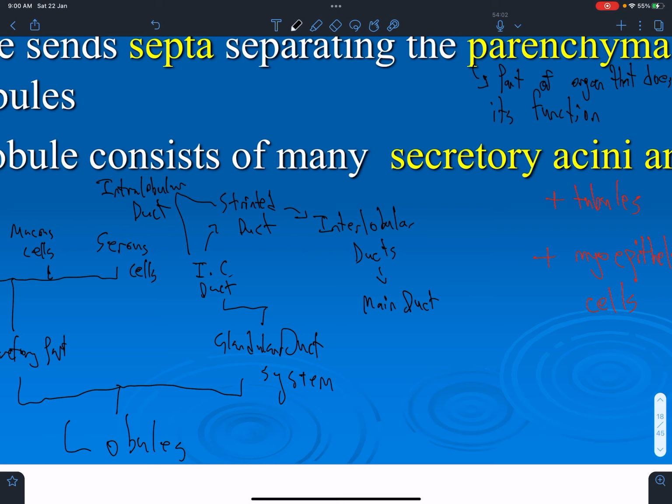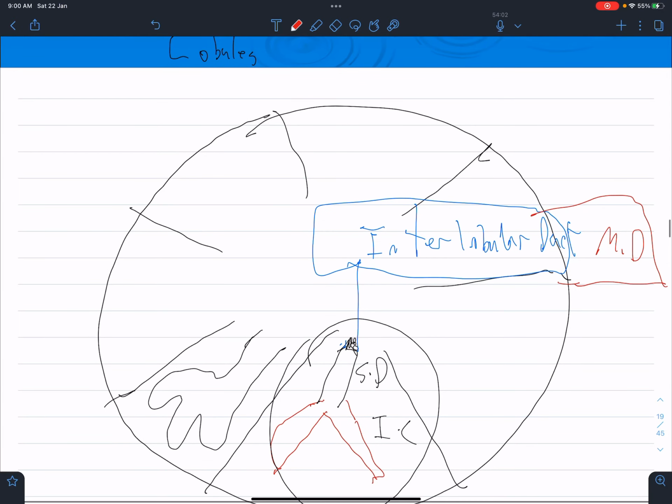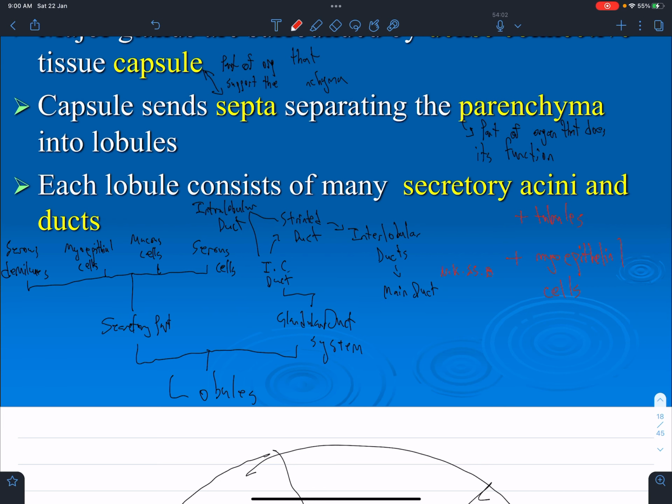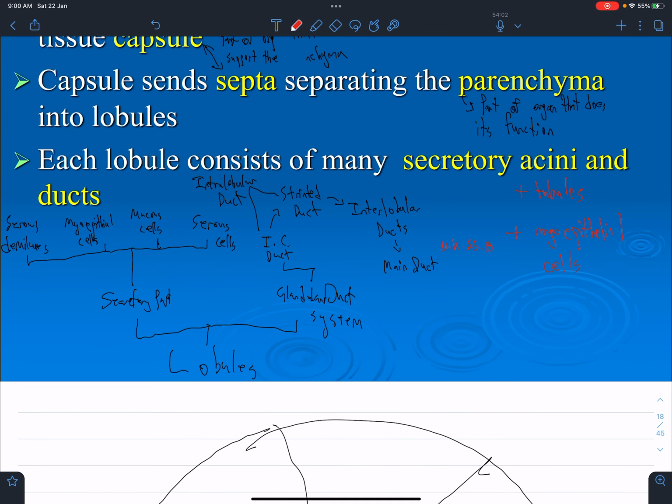Which epithelium is your main duct lined by? It's very easy. It's lined by non-keratinized stratified squamous epithelium. Okay, non-keratinized stratified squamous epithelium. That's the final duct coming out of the salivary gland, your main duct, to terminate in the oral vestibule for the parotid gland and so on. So this is your glandular duct system.